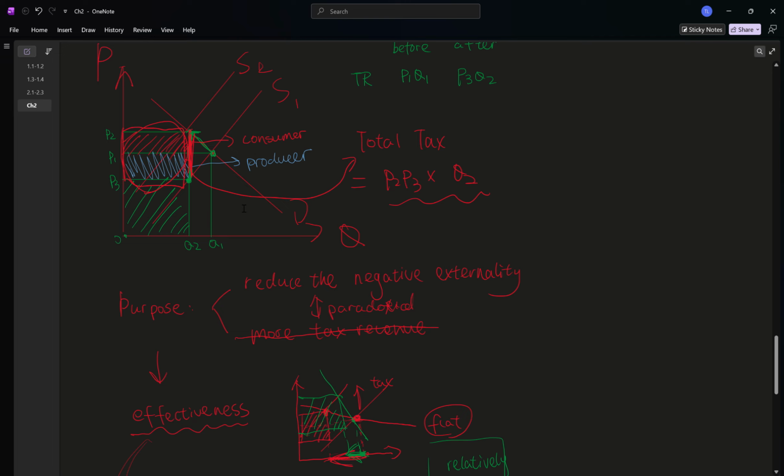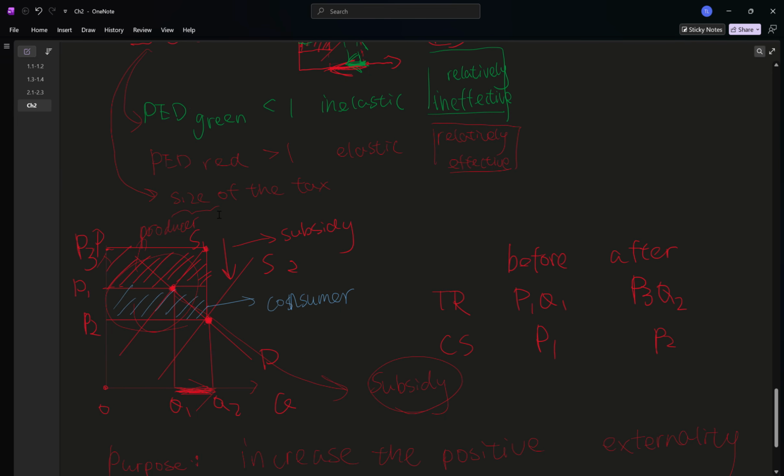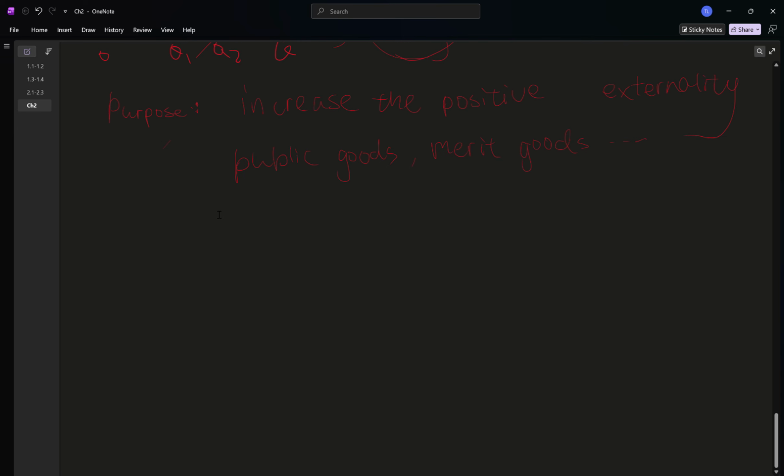Let me give you some suggestion. After the class, you should draw these two diagrams yourself, and you should try to explain them in simple words. Okay? Let's talk about the third one.